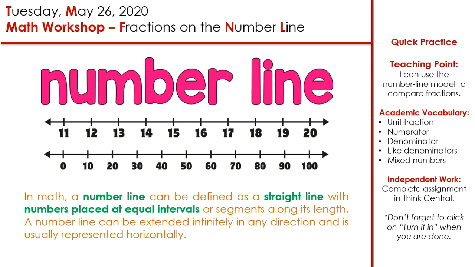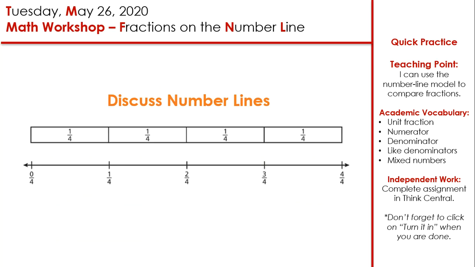Now, a number line can be extended infinitely in any direction, and is usually represented horizontally. That doesn't mean that we can't have this number line in a vertical position, but we usually use it horizontally because it's easier for us to see. Now, so far we have been using fraction bars to represent a different distribution. As you can see right here, this whole square, rectangle actually, represents one whole. But this whole is divided into 4 equal pieces. And every segment, every piece represents 1/4, a unit fraction.